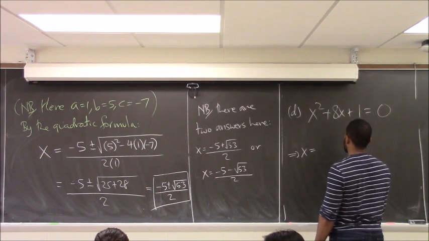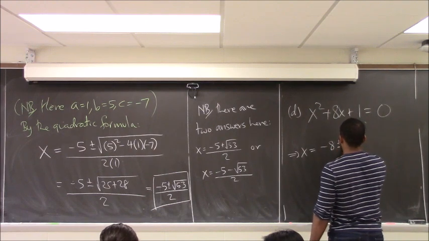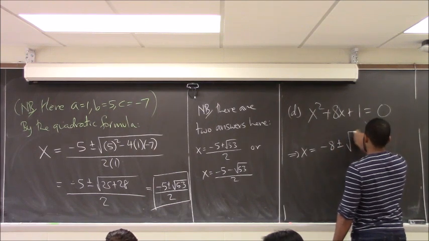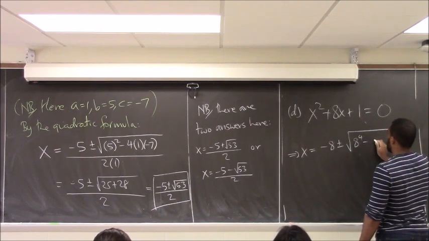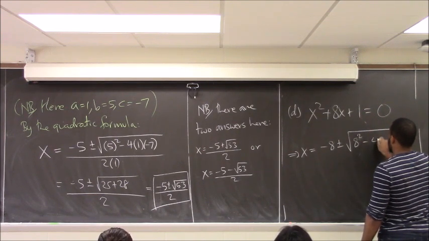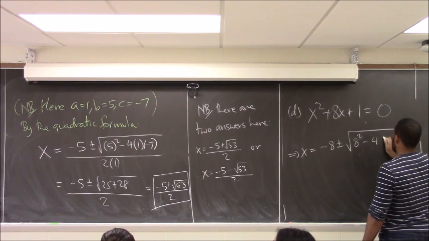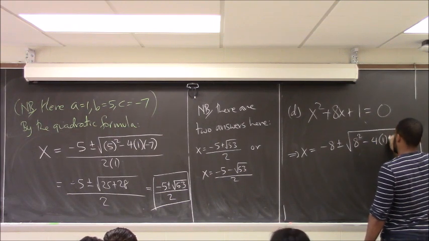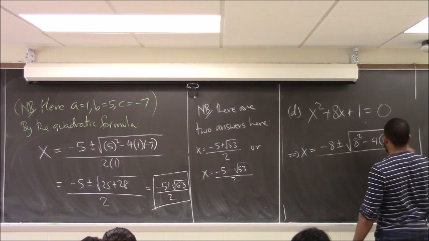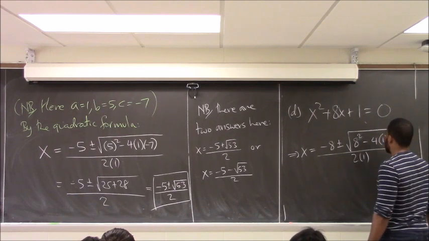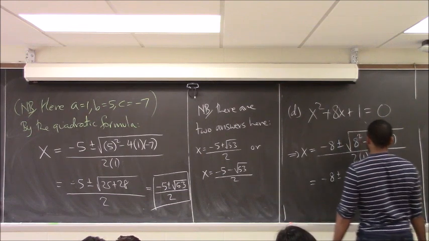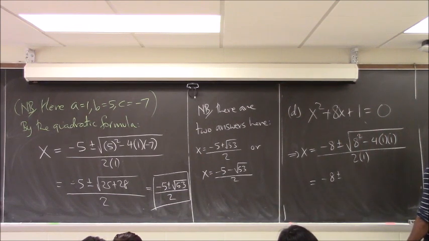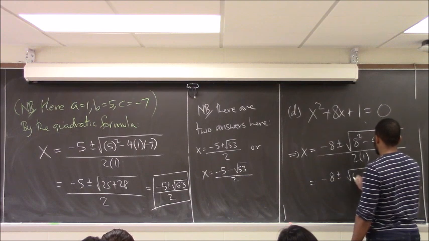So x equals negative 8 plus or minus the square root of 8 squared minus 4 times 1 times 1, over 2 times 1. That's minus 8 plus or minus the square root of 64 minus 4. 64 minus 4 is going to be 60.